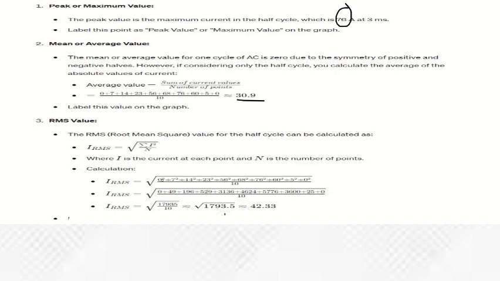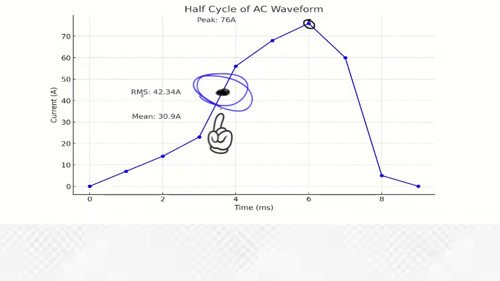So 0 square plus 7 square plus 14 square plus 23 square plus 56 square plus 68 square plus 76 square plus 60 square plus 5 square plus 0 square. And then the figure that we'll get for that is 17935, and then we divide that by 10, and then we'll find the root of that, which is 42.33. So here we have that value as well. And there we have it.